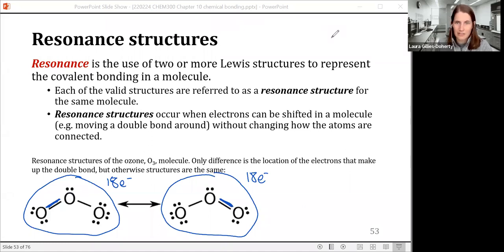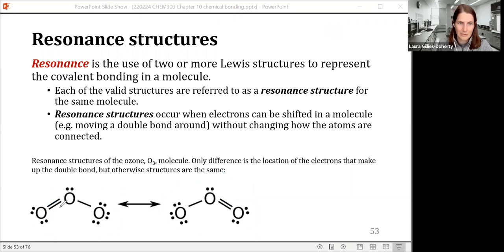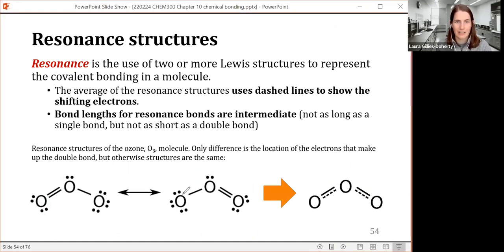And it used to be thought that these electrons were actually kind of swinging back and forth, like they'd be here and then they'd swing over here and then they'd swing back, which is why that double-headed arrow was used to show like these are shifting back and forth between the two of them. But we now know that that's not actually true. What happens is that these electrons, instead of shifting back and forth, they kind of just average out across this whole space.